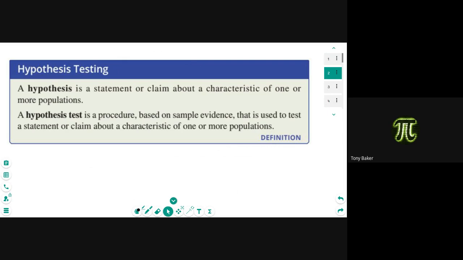That is the most important piece. That is what you're trying to test and claim. Okay. Then the hypothesis test, which we're going to look at today, is a procedure based on the samples that you collected to make a claim about that hypothesis. That either the hypothesis is true and we're going to accept it, or the hypothesis is false and we're going to reject it. Okay?